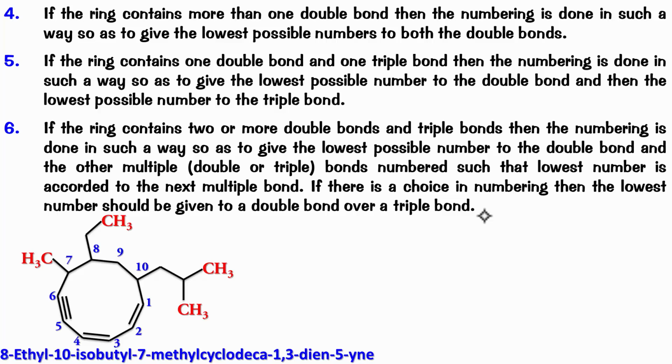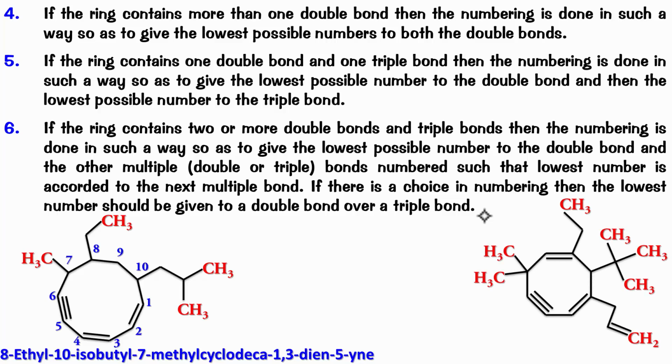So now let's try one more. Pause the video, number, name, then check. So let's see how we're going to number this fellow. Let's try with this. I take this as 1, 2, 3, 4, 5, 6, 7, 8. My double bonds are at 1, the first double bond, then the next multiple bond, triple, which is 3, and the next double bond is at 6.